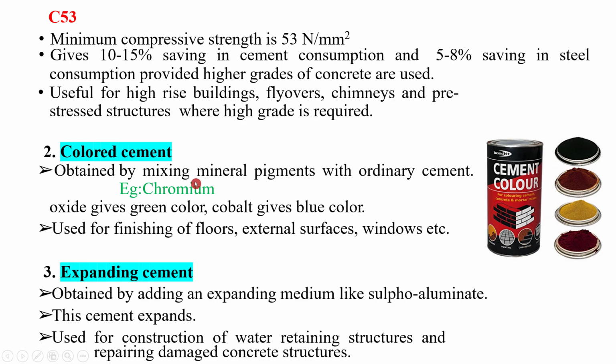Next, we have the colored cement. They are obtained by mixing mineral pigment with ordinary cement, like chromium. If you add it, it will give a green color, and the cobalt will give you a blue color. They are used for finishing of floors, external surfaces, and windows.